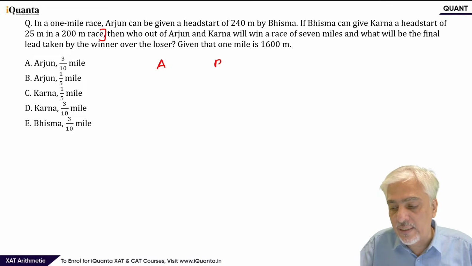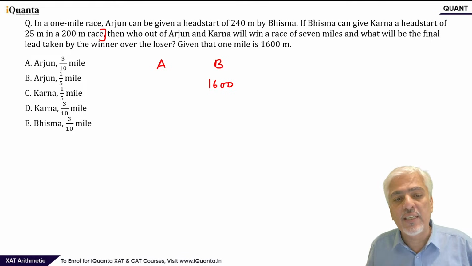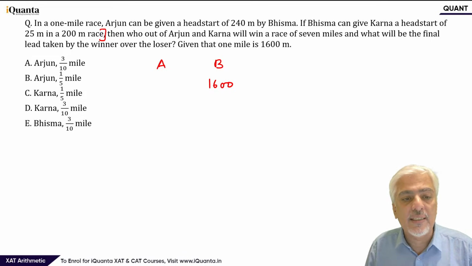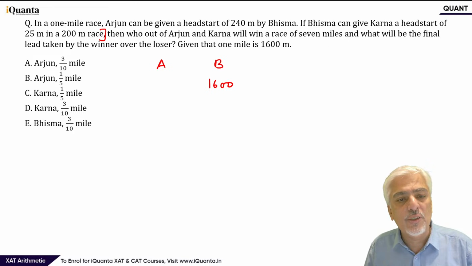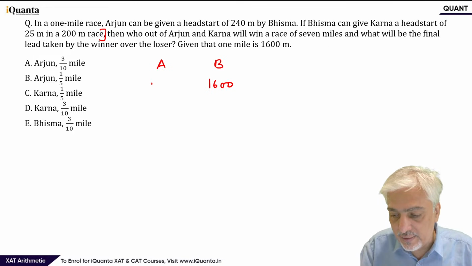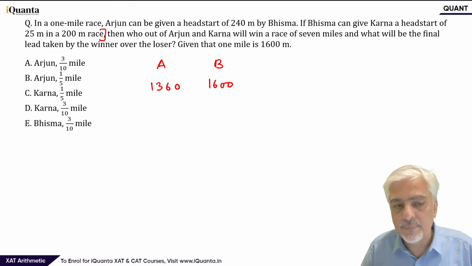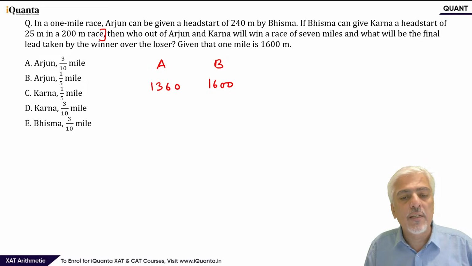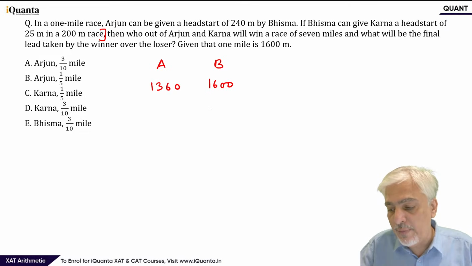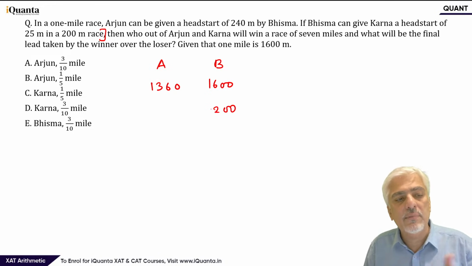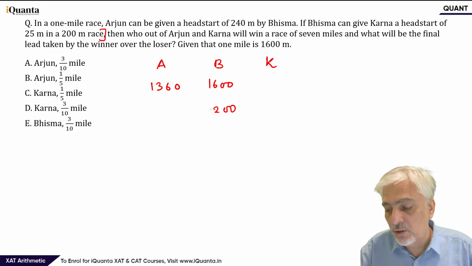So in case 1, Bhishma will run the full 1 mile, 1600. Arjun will run 1600 minus 240, which is 1360. Now, Bhishma can give Karna a start of 25 meters in a 200-meter race. So when Bhishma runs 200 meters, Karna runs 25 less, so Karna runs 175.